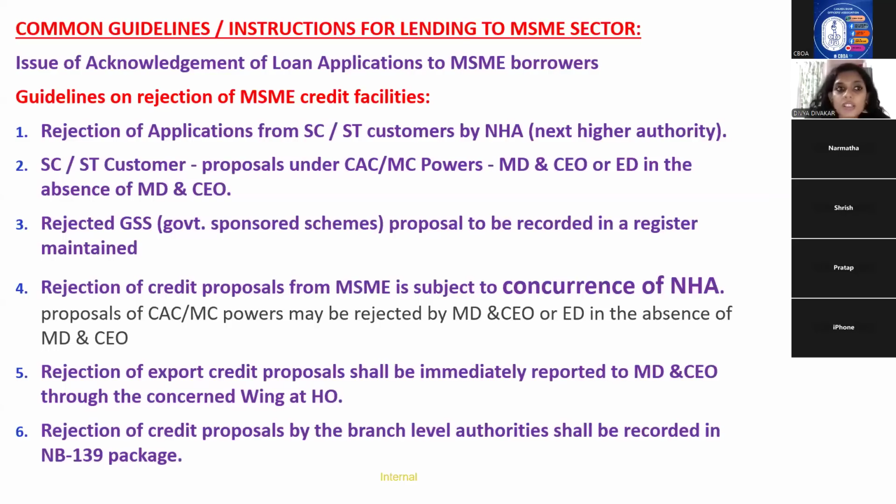Earlier we discussed rejection of applications from SCST customers, it has to be done by the next higher authority. Whereas if it's a normal other case, if it's not an SCST, it's just an MSME, it has to be concurrence. It's concurrence. Okay. Then rejection of any export credit proposal shall be immediately reported to MD and CEO through the concerned wing at HO. Rejection of credit proposals by the branch level authorities shall be recorded in NB 139 package.